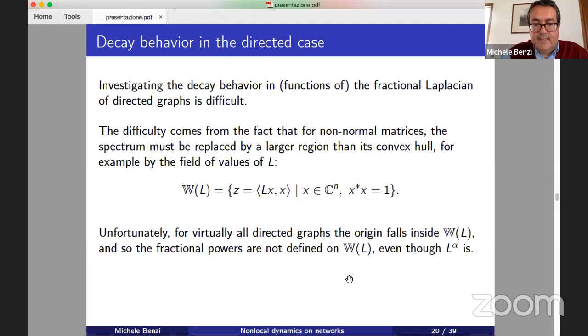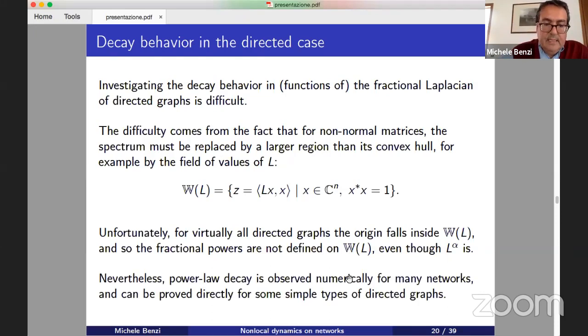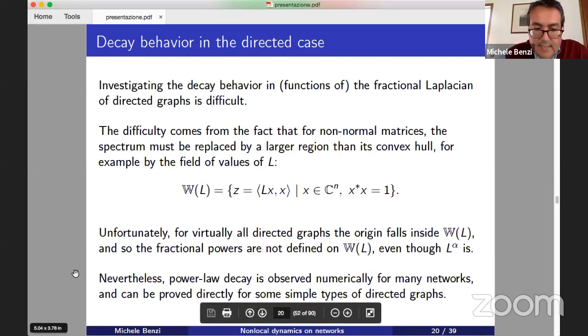And the problem is that the origin, 0, which is an eigenvalue of the Laplacian, always falls inside the field of values. Basically, it's very rare that it's on the boundary. Almost always it will fall inside. And so, in particular, the field of values will contain a segment of the negative real axis, and therefore the fractional powers will not be defined on this set. This is a well-known difficulty when dealing with non-normal matrices. In spite of this, we do observe the decay numerically, and in fact, we can even prove it analytically in some simple cases.